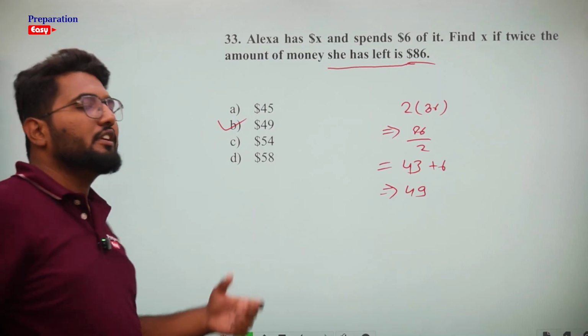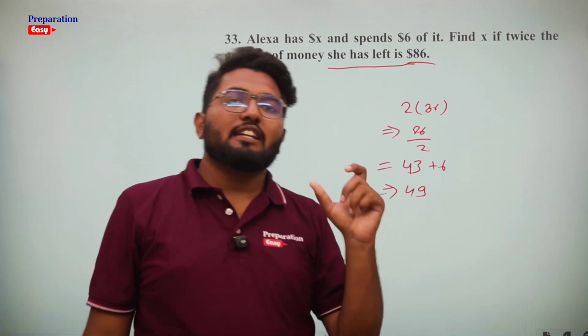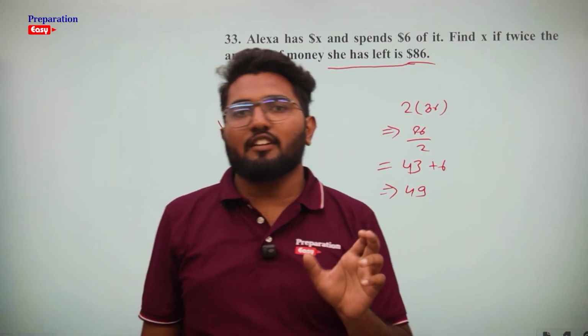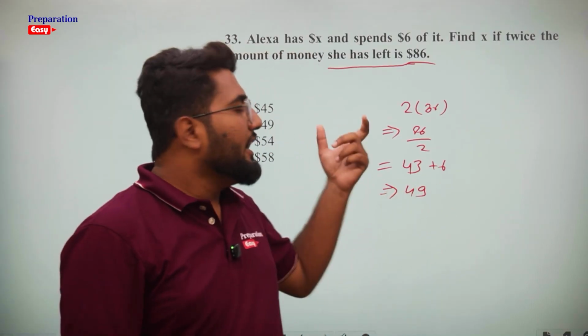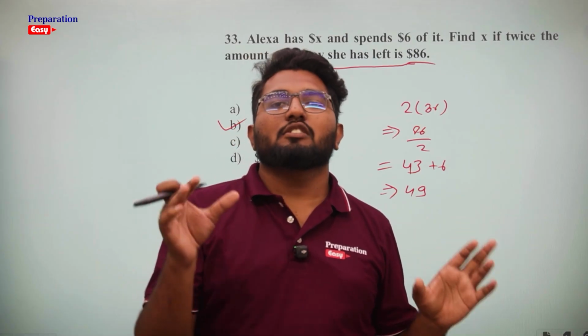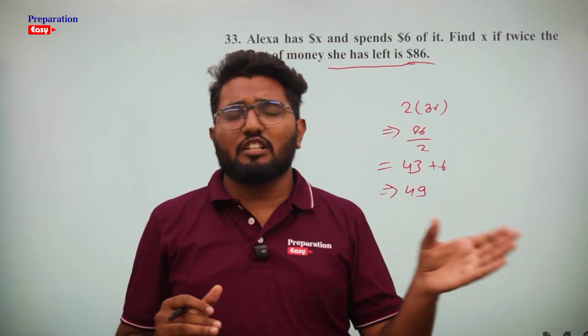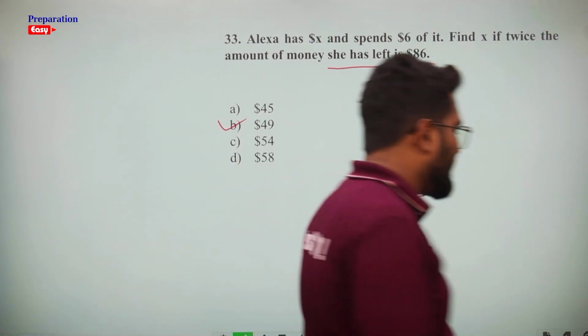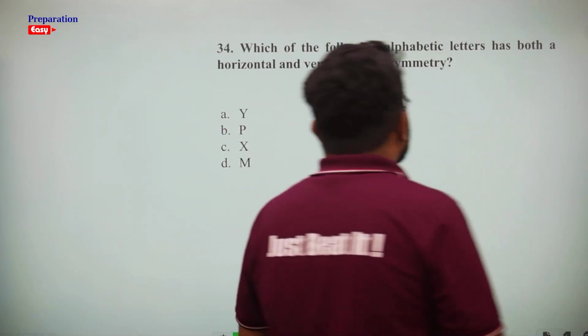How did we calculate? It is given that 86 rupees is twice the money she left. That is, she left 86 divided by 2, which equals 43, and she had already spent 6 rupees. That is 43 plus 6, which equals 49. Okay. Move towards next question.